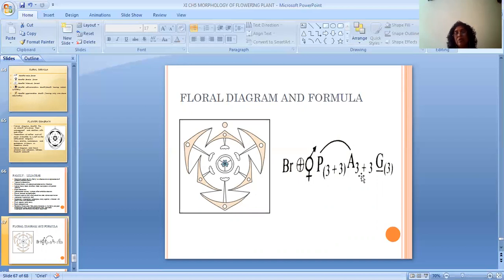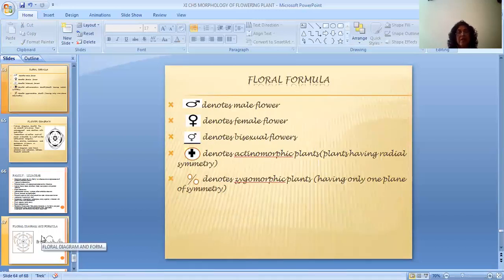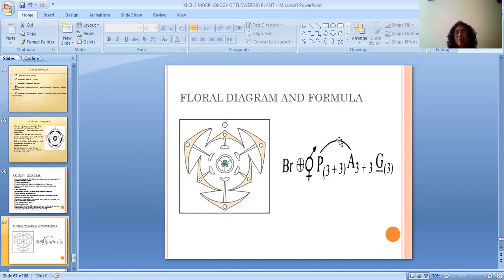Then androecium 3 plus 3, but it is free. But this androecium is epiphyllous, connected to the perianth. So you can see over here the androecium is connected to the tepals. So epiphyllous 3 plus 3. Gynoecium superior. And as I told you, tricarpellary, syncarpous, ovary superior, trilocular. You can also see there are 3 chambers. So this is how, students, we describe a flower.